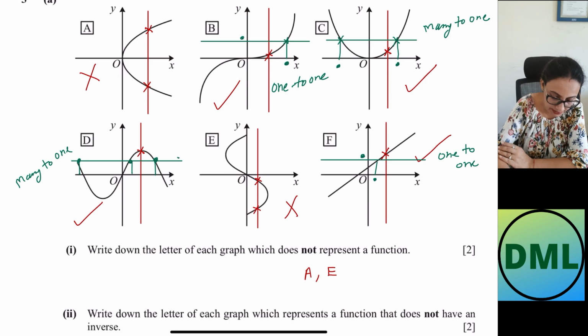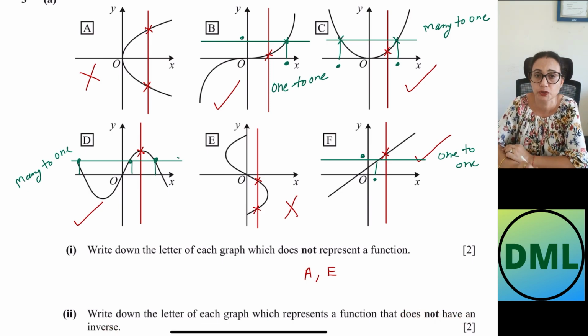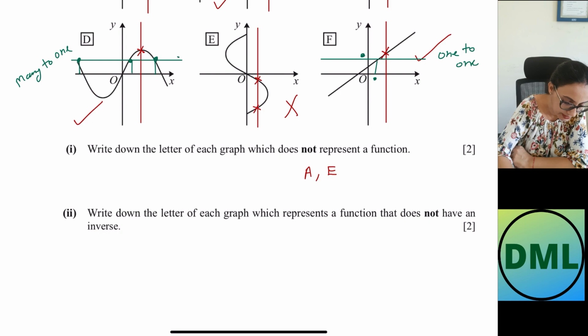What is he asking us? He is asking for the letters which represent a function that does not have an inverse. That means he is asking which is not a one-to-one function. This is a many-to-one function and this is a many-to-one function. So our answer is C and D. Let's write down the letters here. My answer will be C and D.